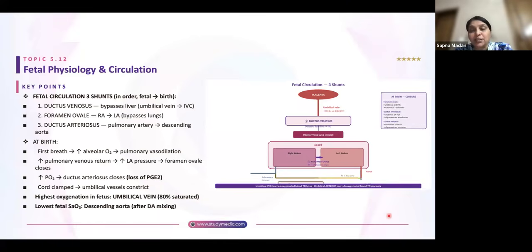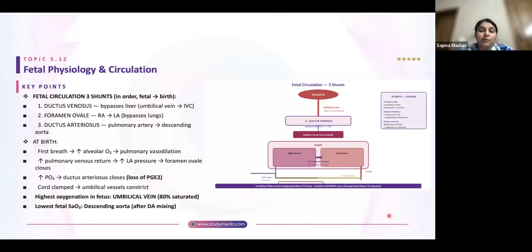This is ductus arteriosus. So there are three shunts: ductus venosus, umbilical vein to inferior vena cava. These are all preventing the blood from getting deoxygenated and reaching the left heart on priority. Then the foramen ovale, which is between the right atrium and the left atrium. The ductus arteriosus, which is between the pulmonary artery and the descending aorta.